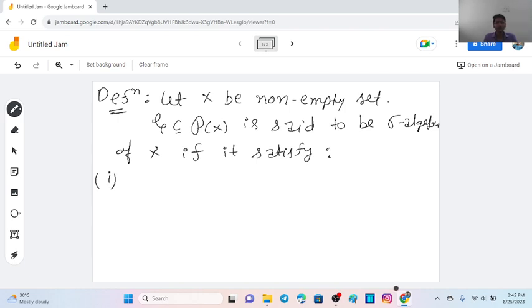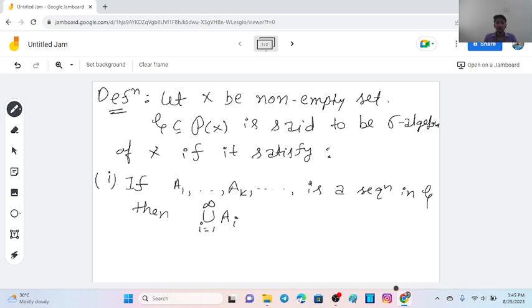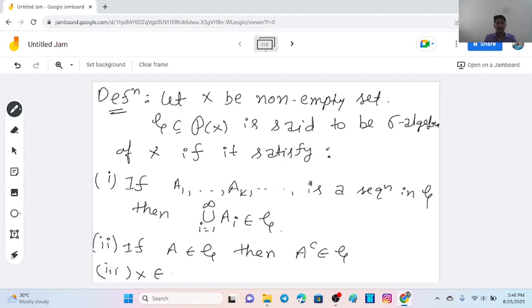The first condition is if A1, A2, up to Ak and so on is a sequence in C, then their union is also there. Okay, so the union with i running from 1 to infinity also belongs to C. And another thing is if A belongs to C, then A complement belongs to C. And the third condition is X should belong to C.